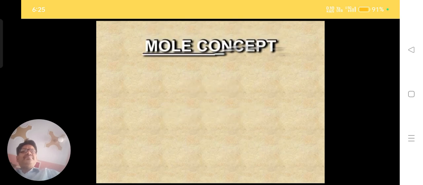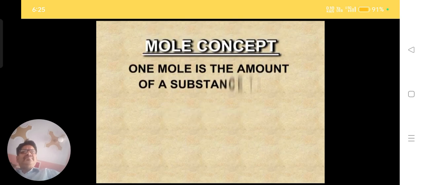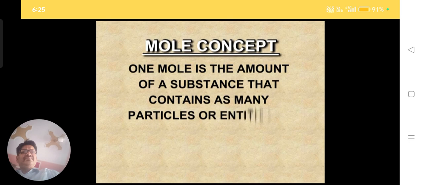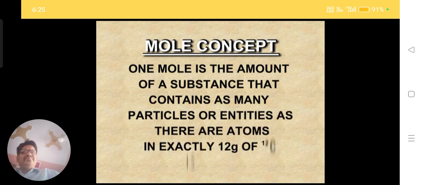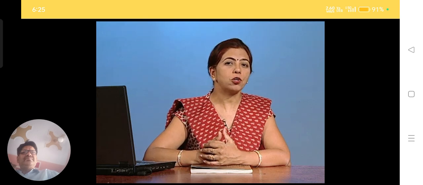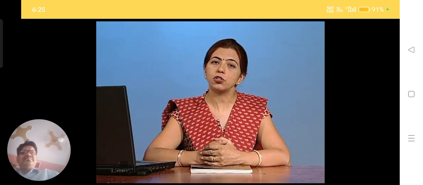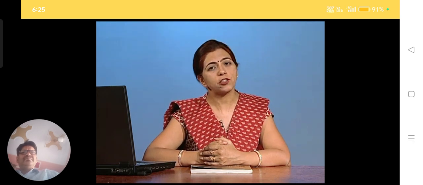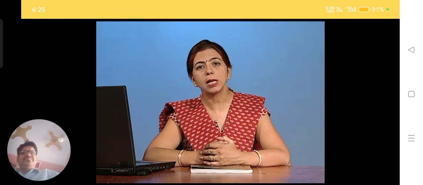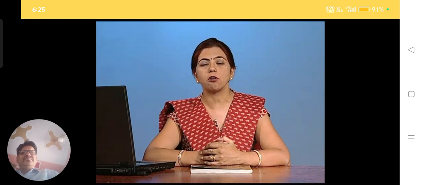1 mole is the amount of a substance that contains as many particles or entities as there are atoms in exactly 12 gram of 12C isotope. Dear children, as we use the word dozen for 12, we use century for 100. The same way, we use the concept of mole.